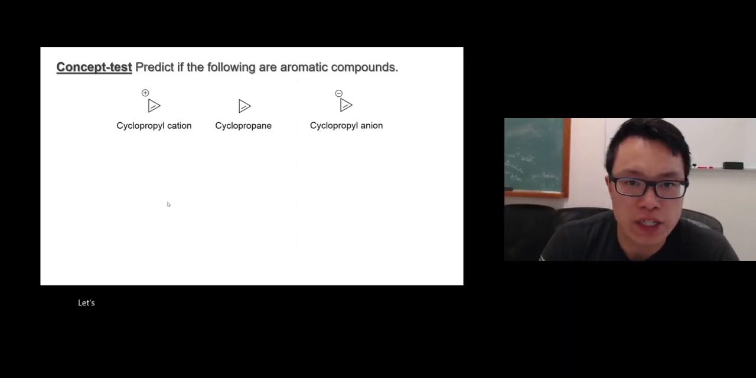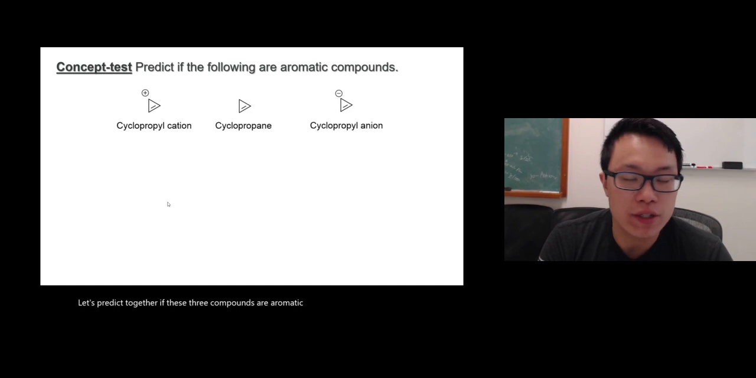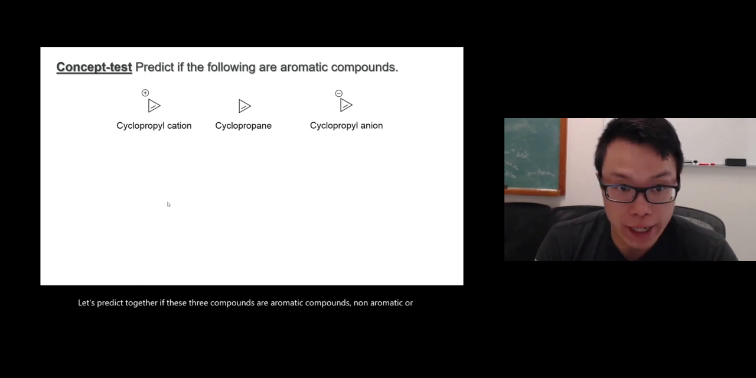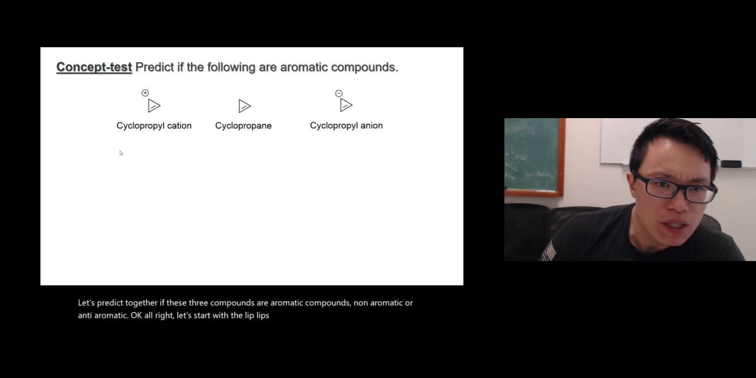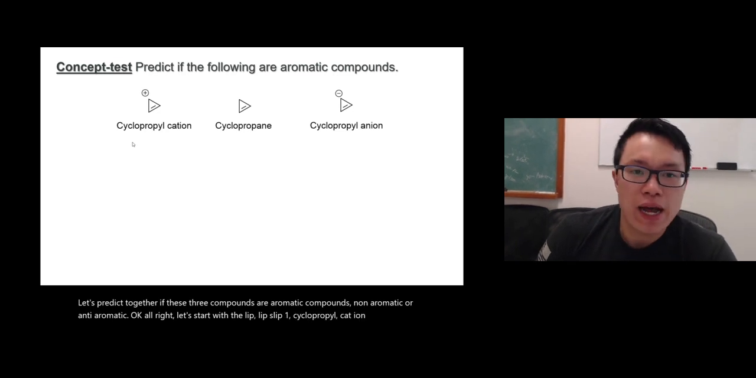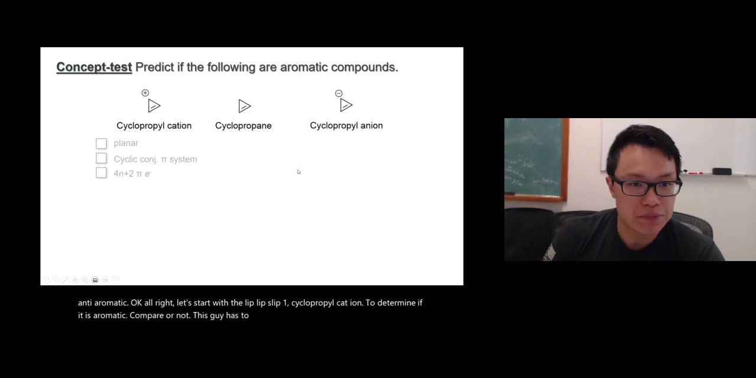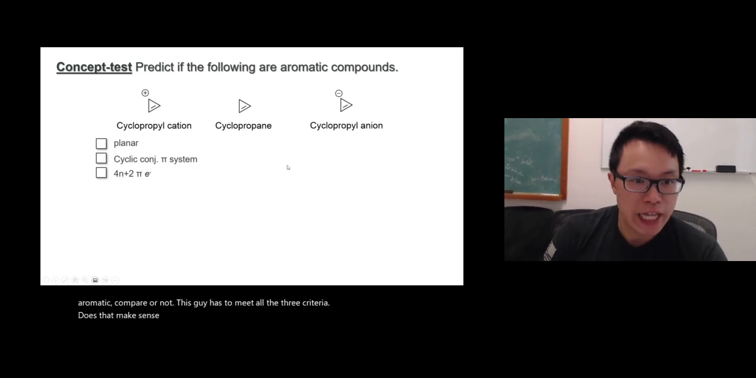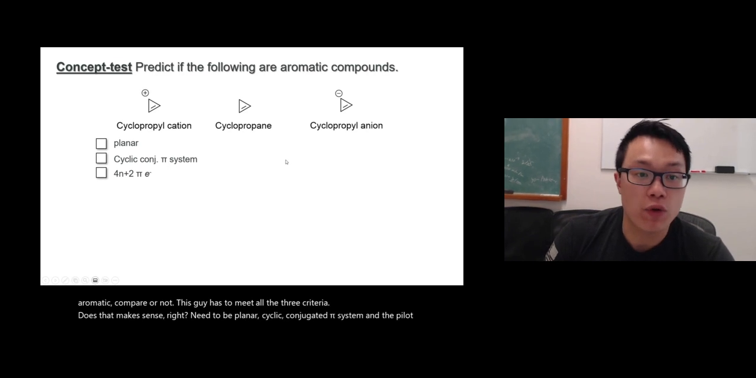Let's predict together if these three compounds are aromatic, non-aromatic, or anti-aromatic. Let's start with the left one, the cyclopropyl cation. To determine if it is an aromatic compound or not, it has to meet all three criteria. Does that make sense? It needs to be planar, have a cyclic conjugated pi system, and the pi electrons must follow 4n+2.